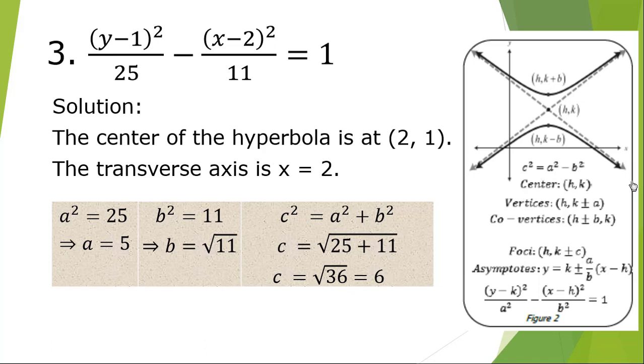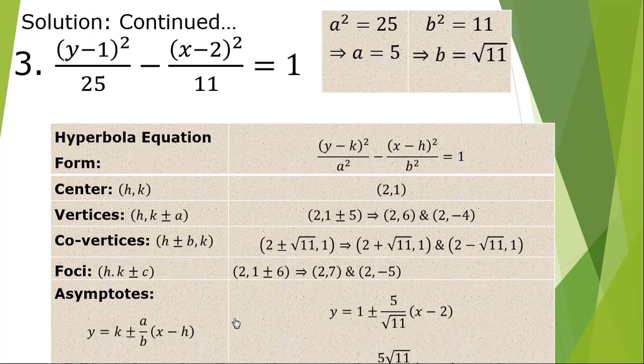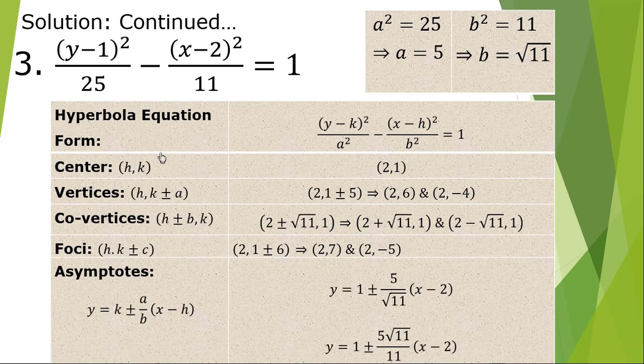So remember these attributes of the hyperbola in which the transverse axis is a vertical one, parallel to the y-axis. So moving on to the table, we have here the hyperbolic equation form. So this is it.